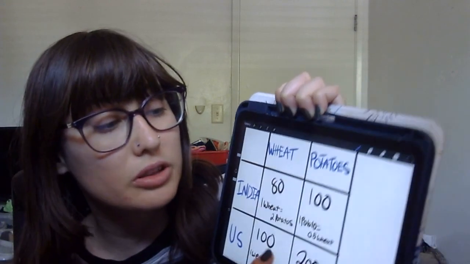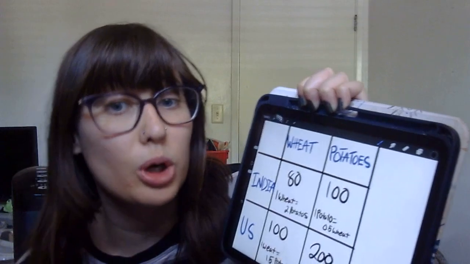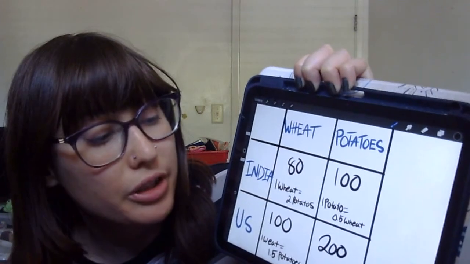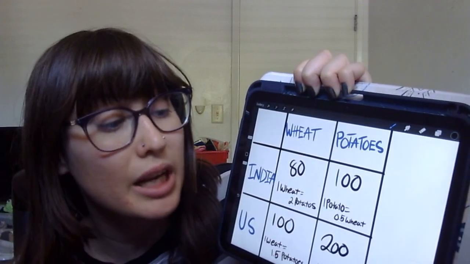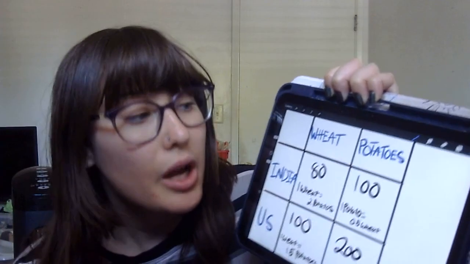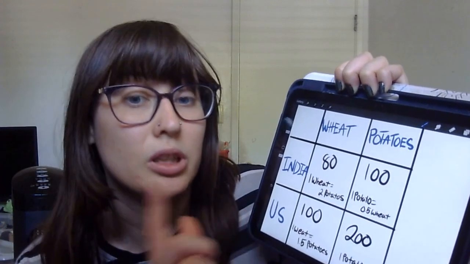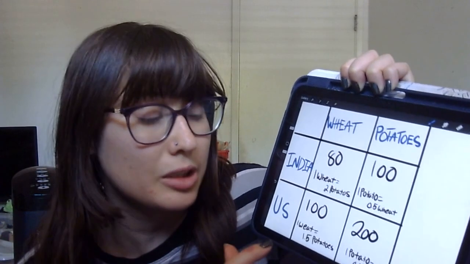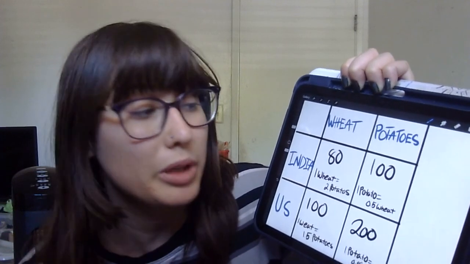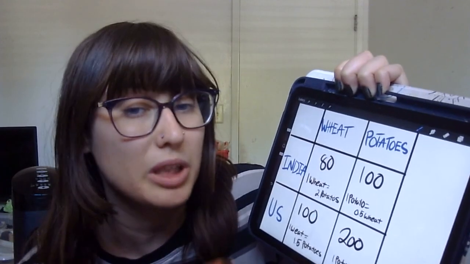as it only costs 0.5 wheat per potato, which means it has a lower opportunity cost. However, for the US, it costs 0.8 wheat per one potato, which is a higher opportunity cost. However, it's the opposite for production of wheat. The US has a comparative advantage because it only costs 1.5 potatoes per one wheat, whereas in India it costs 2 potatoes per one wheat, which means it has a higher opportunity cost and the US has a lower opportunity cost.